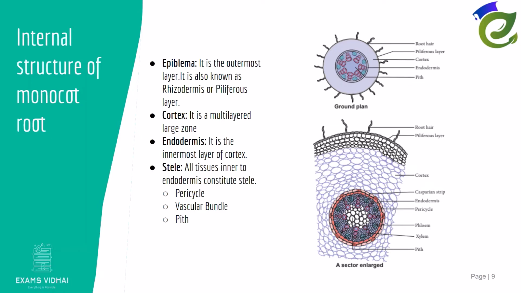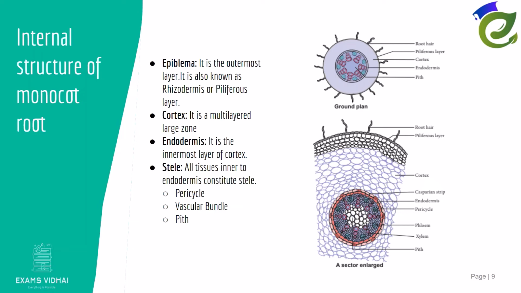The next layer is the cortex, which is a multi-layered large zone. It is composed of parenchyma cells with intercellular spaces. The major function of this cortex is to store water and food material. And next comes the endodermis. It is the innermost layer of the cortex, whose characteristic cells have Casparian stripes and passage cells. The Casparian strips are made up of suberin, which is a chemical.